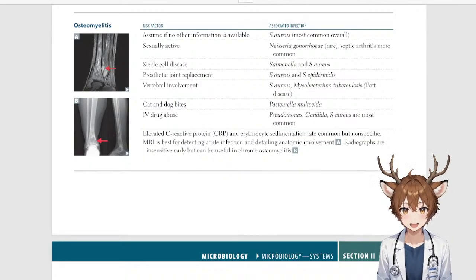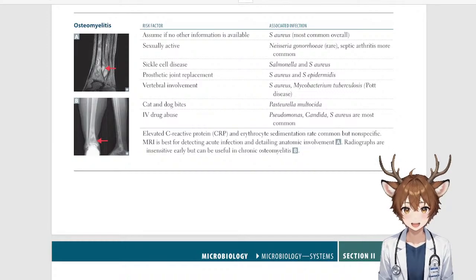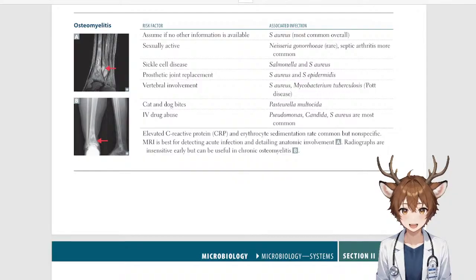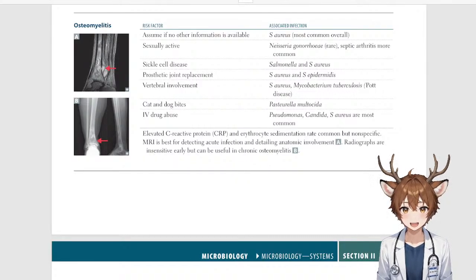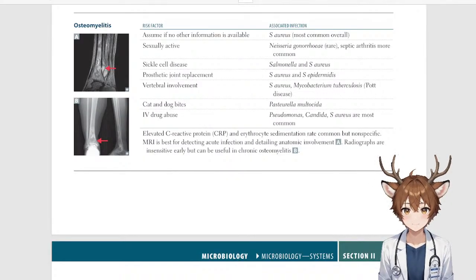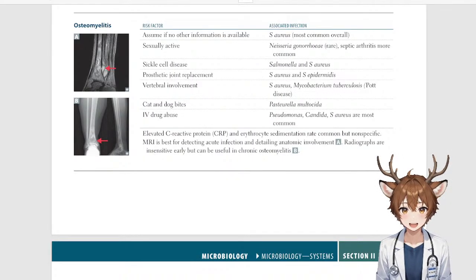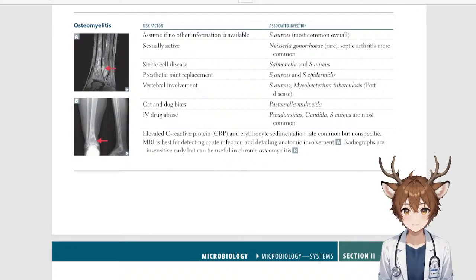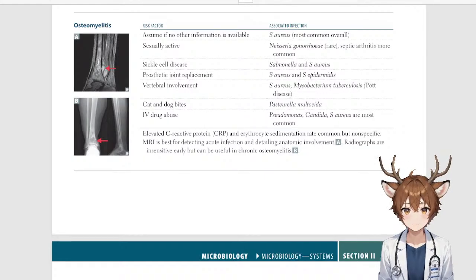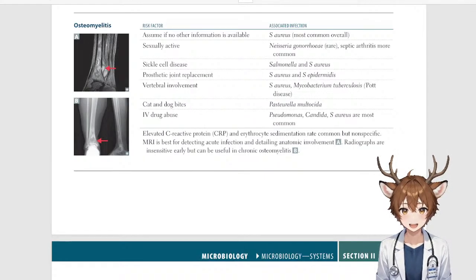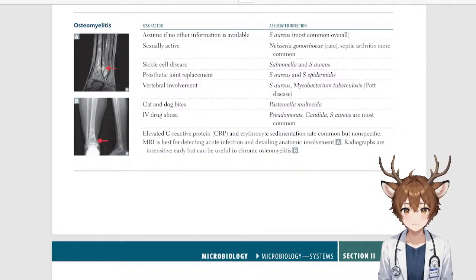Elevated ESR and CRP are sensitive but not specific. Radiographs are insensitive early but can be useful in chronic osteomyelitis. And they show a little picture there. I don't know if your book has the same one. No, it's a little bit different. MRI is best for detecting acute infection and detailing anatomic involvement. Biopsy or aspiration with culture is necessary to identify the organism.